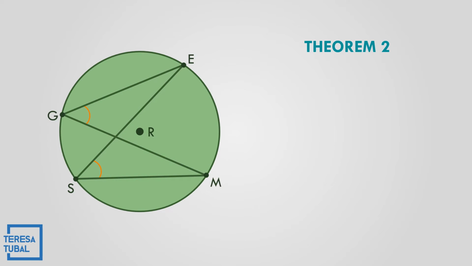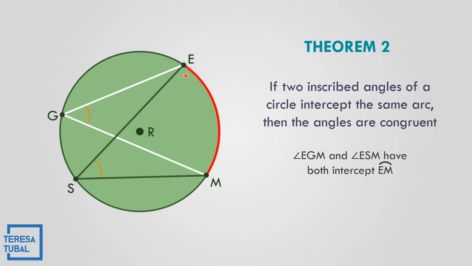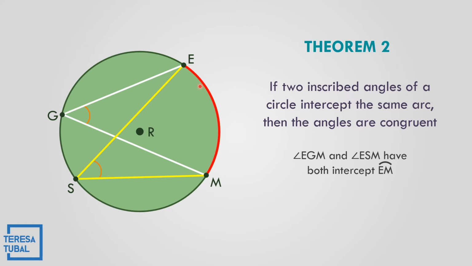How about this one? That is theorem number 2. If two inscribed angles of a circle intercept the same arc, then the angles are congruent. If angle EGM and angle ESM both intercept arc EM, therefore angle EGM and angle ESM are congruent.